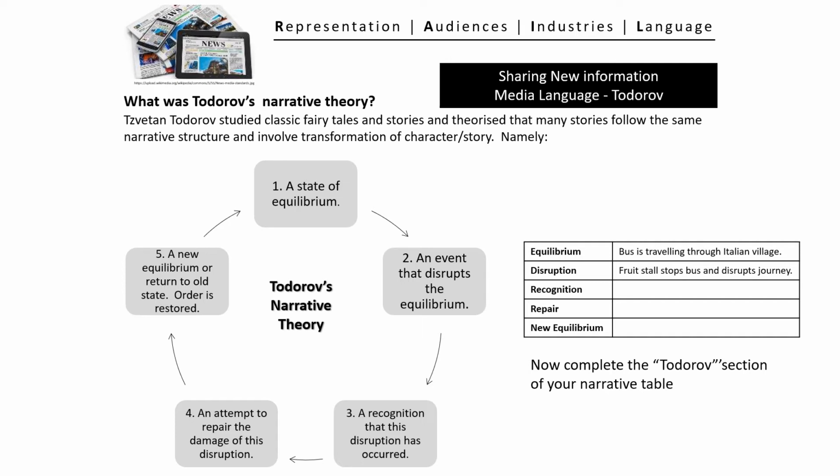We need to think about the moment of recognition. We need to think about how the disruption is repaired, at least for Audrey's character, and what the state of new equilibrium is. And those moments should be fairly obvious when you look at the advert. What is Audrey's moment of recognition? What is the attempt to repair? What is the state of new equilibrium? I'd like you to complete the Todorov section of your narrative table.